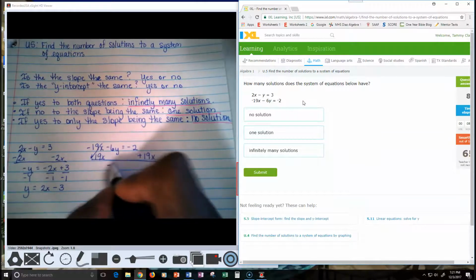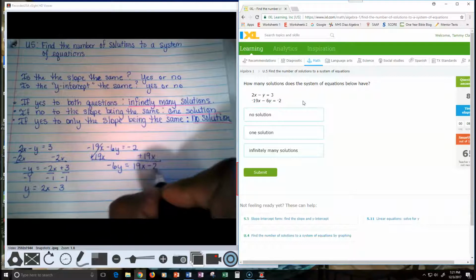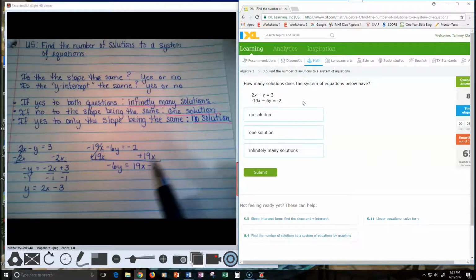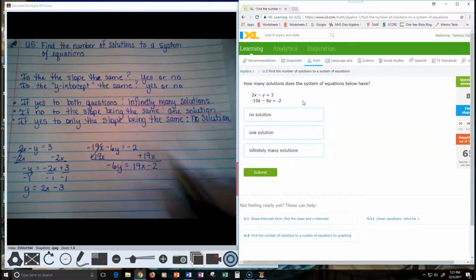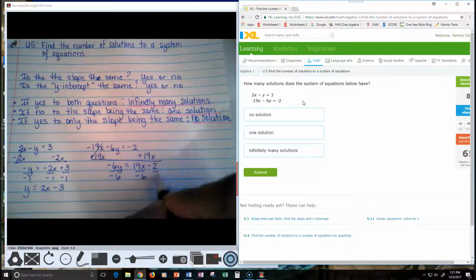And I'm left with negative 6y is equal to 19x minus 2. Now I really could stop right here because it doesn't look like my slope is going to be the same. But just so that we make sure we check ourselves, because that's what good mathematicians do, let's go ahead and divide by negative 6 for each term.